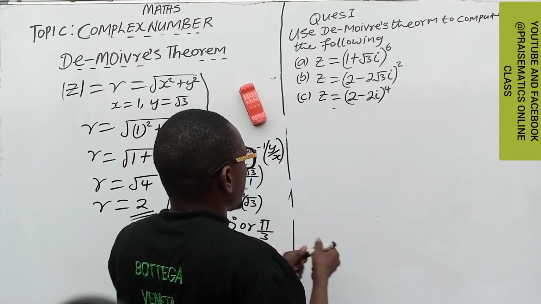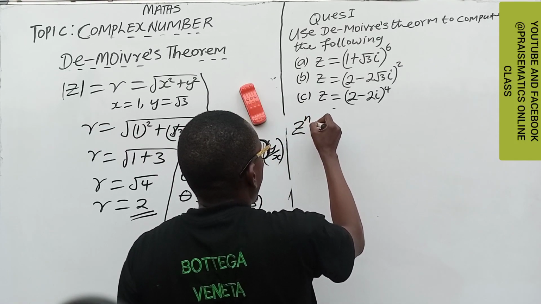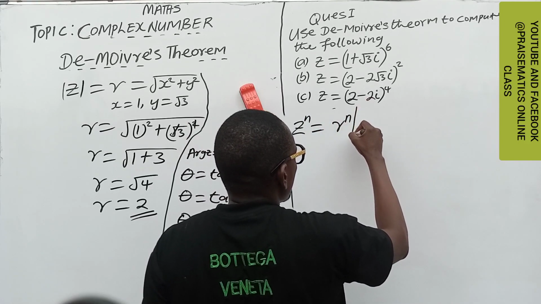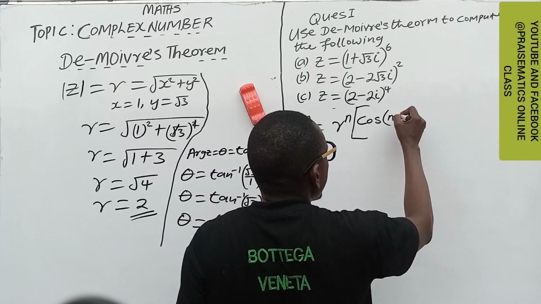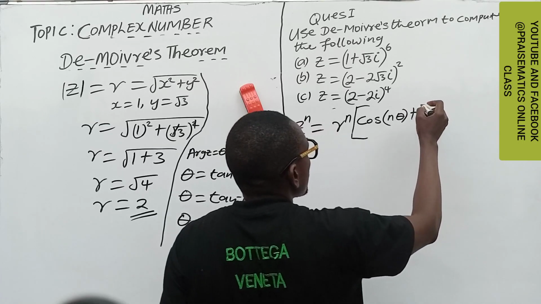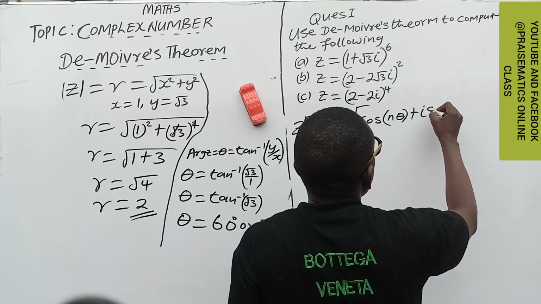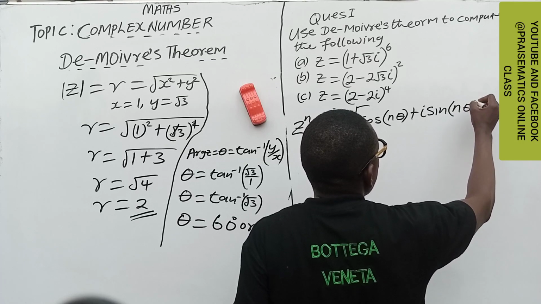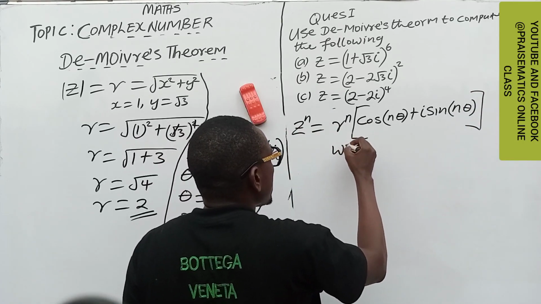So which says that z raised to power n is the same thing as r raised to power n into bracket cos n theta plus i sine n theta, close the bracket. That is the formula.